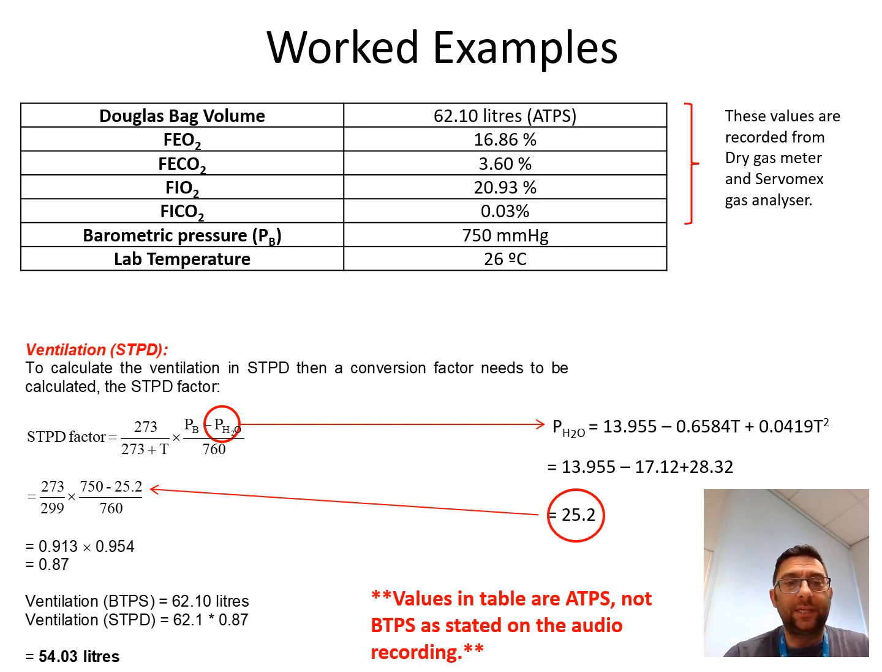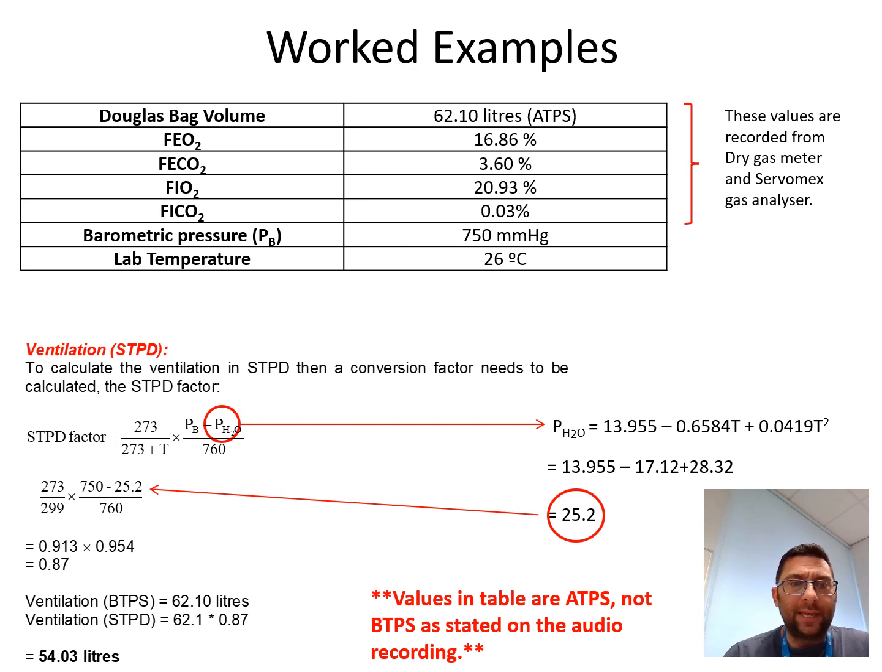Before we can actually calculate ventilation, this first slide is looking at minute ventilation, and this is a value down here that we get to. The first thing that we need to do is calculate what's called an STPD factor. That factor is going to be used to convert this value, this 62.10 litres BTPS, into a STPD value, which is what we see here.